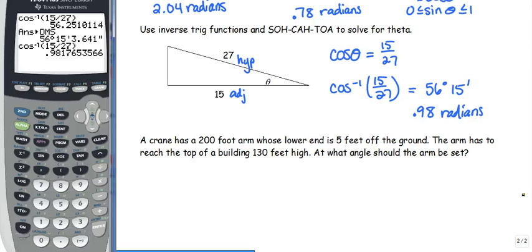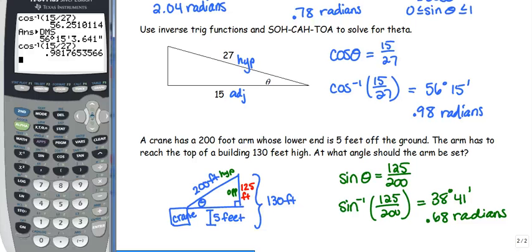We have one last problem left. I want you to go ahead and press pause, read through it, and try to solve it on your own. Okay, let's see how you did.